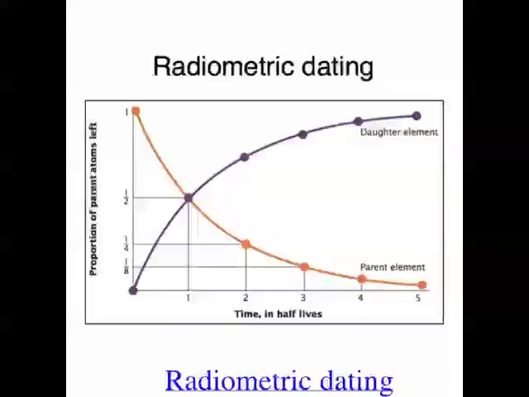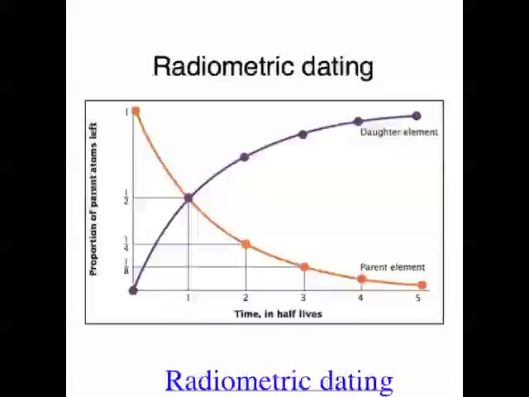So, for example, the radioactive isotope potassium-40 decays to a stable daughter atom, argon-40, and it takes 1.25 billion years for half of the radioactive isotope potassium-40 to decay into argon-40. So the half-life of this potassium-argon dating is 1.25 billion years. So if you use potassium-argon dating, you can find out the age of rocks that are billions and billions of years old.